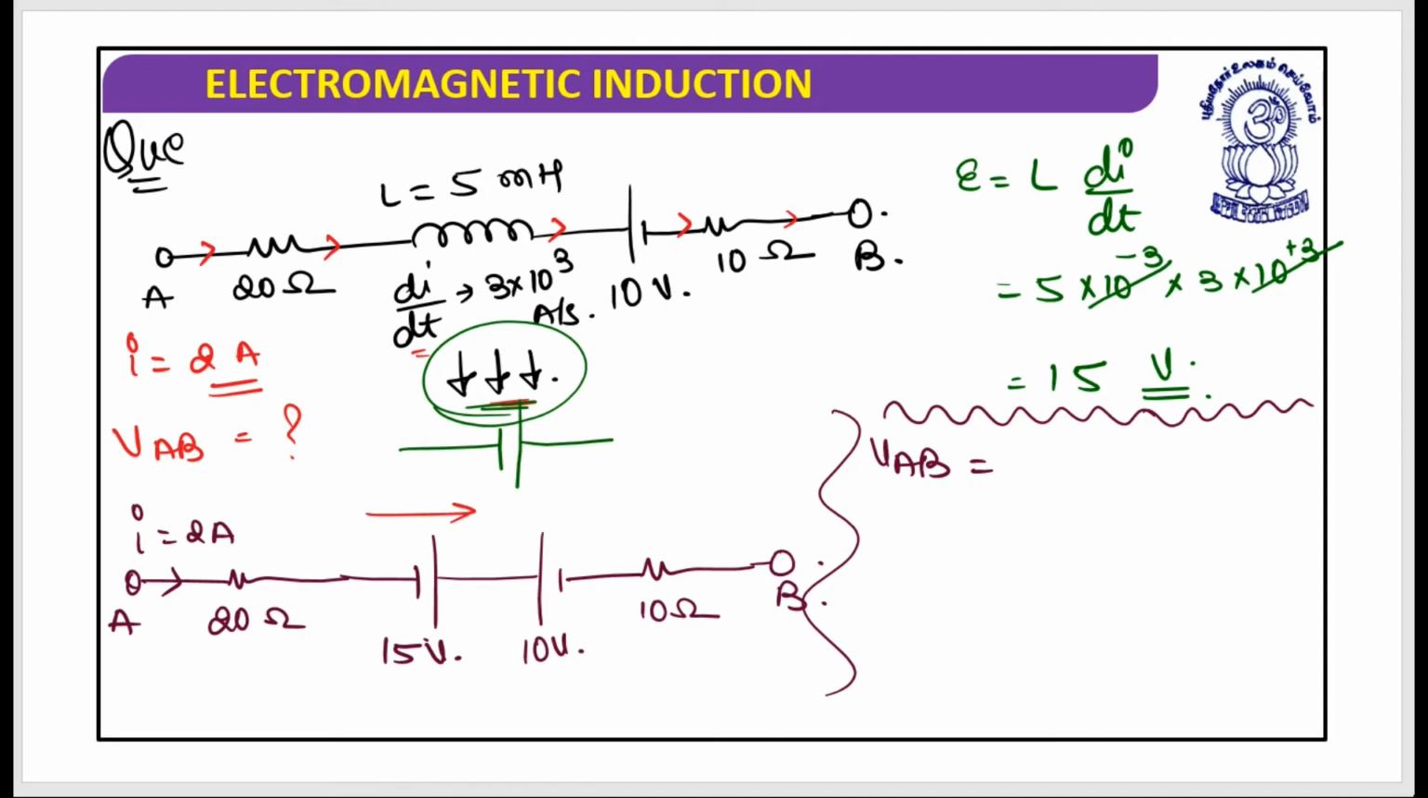So I'm going in this direction. First I'm moving in the same direction as the current: 20 times 2 is 40. Next, the battery's negative terminal is there, so minus 15. Next, the battery's positive terminal, so plus 10. Then 10 times 2 ampere is plus 20. So 40 plus 20 is 60, 60 plus 10 is 70, 70 minus 15 is 55 volt. This is the potential difference across AB, VAB. I hope this is clear.